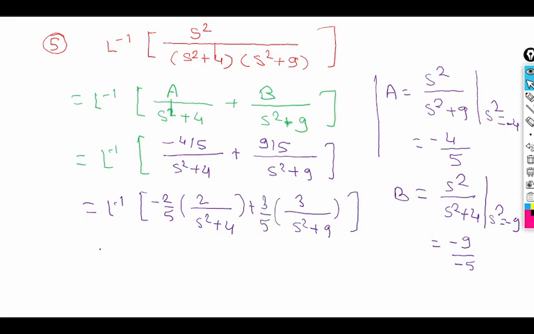And now the last step: it is minus 2 by 5. The inverse of 2 upon s square plus 4 is sine 2t, and the inverse of 3 upon s square plus 9 is sine 3t. And that is the end of the question here.